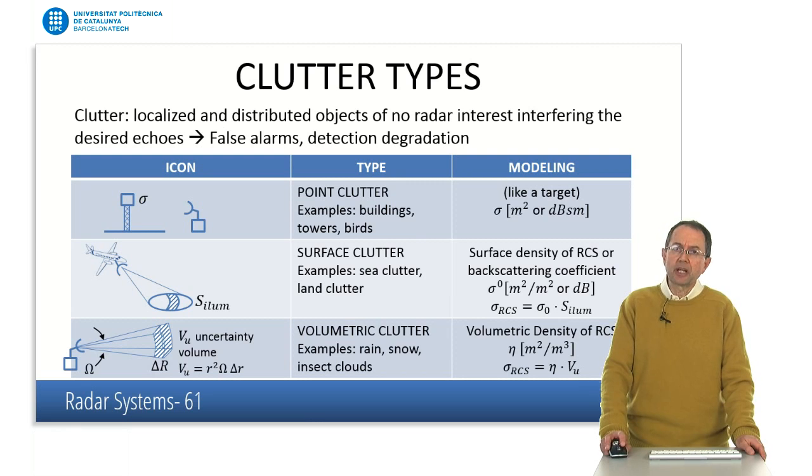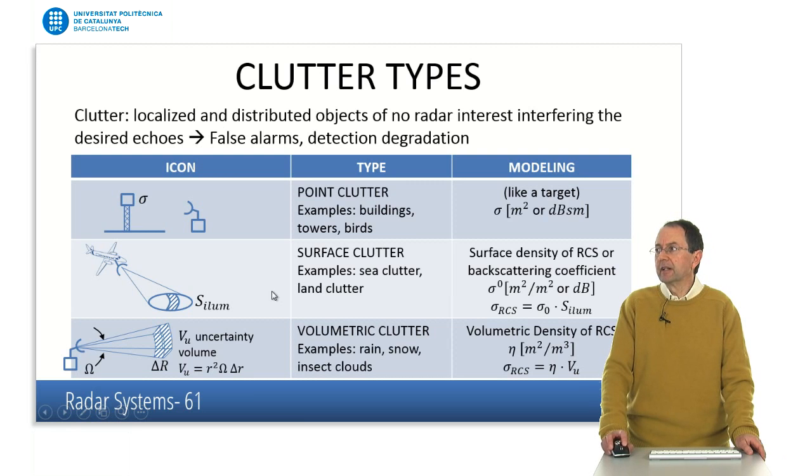There are several types of clutter. We can distinguish between point clutter, which is contributed by singular objects like large buildings or towers. Even a bird can actually provide a point clutter signal, and they are modeled like a target just by a radar cross-section. Other clutters are distributed, for example, surface distributed targets, for example, sea clutter or land clutter.